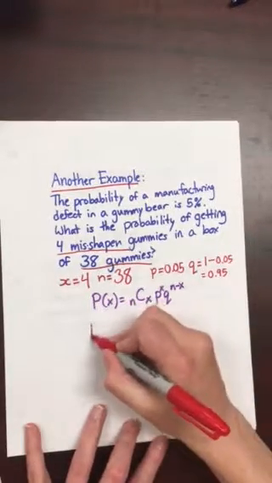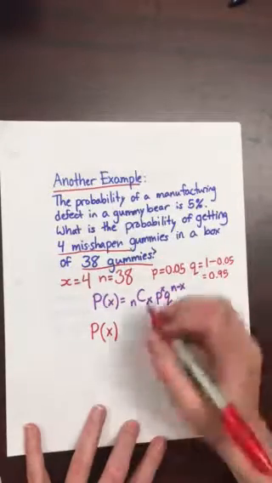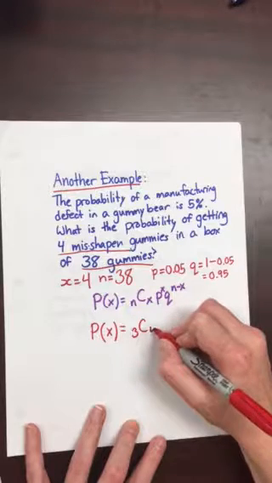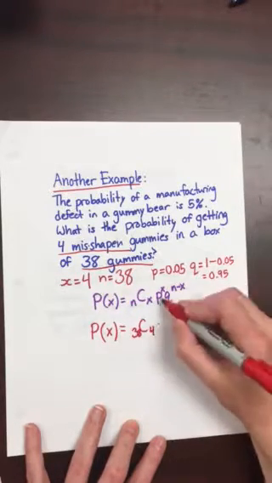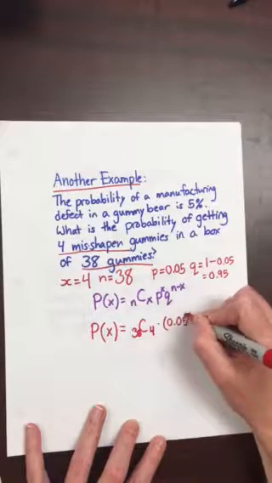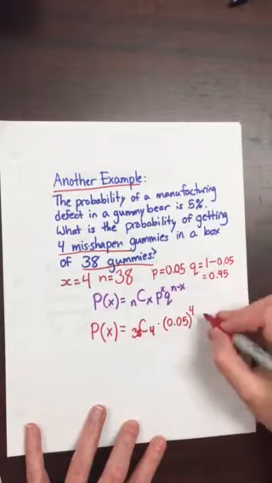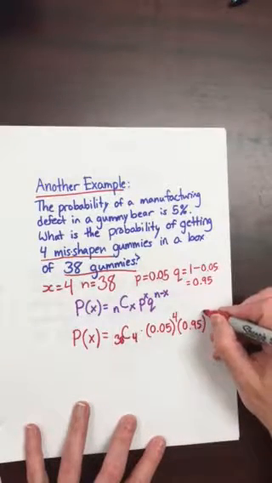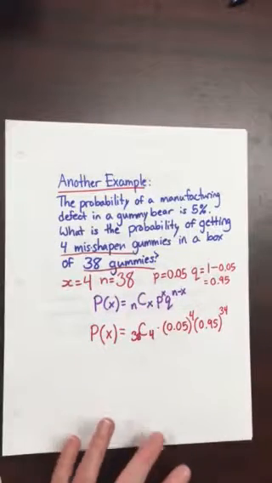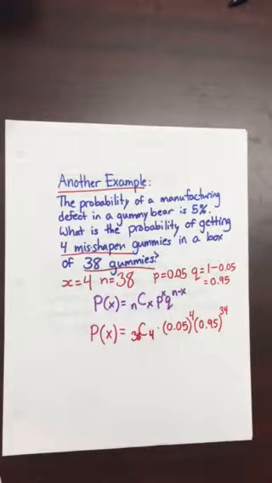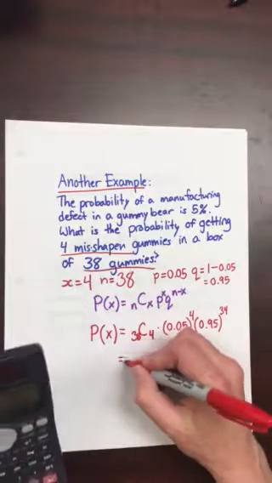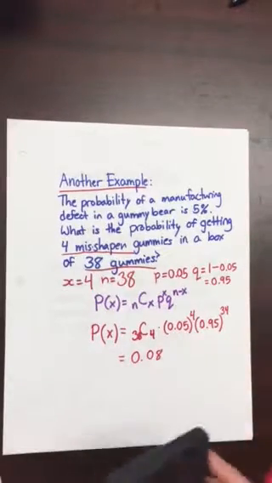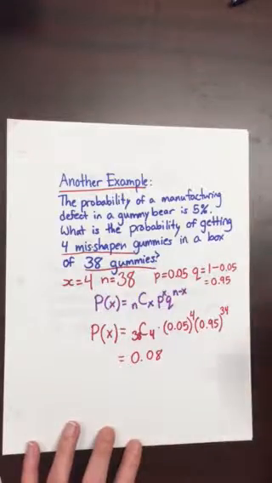That's kind of boring. Okay, so the probability of getting exactly 4 misshapen gummies is going to be 38 choose 4, times the probability of a single gummy being misshapen, 0.05, to the power of x, the number that we want, 4 of them, times q, 0.95, to the power of n minus x, so 38 minus 4, or 34. Toss that all into your calculator, see what you get. 38 choose 4, times 0.05 to the power of 4, times 0.95 to the power of 34. And I get 0.08. So there's an 8% chance of getting exactly 4 misshapen gummies in a box of 38.